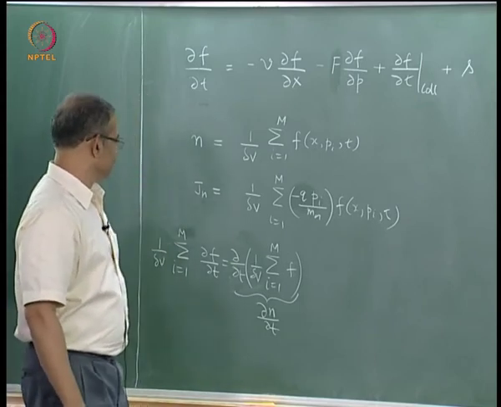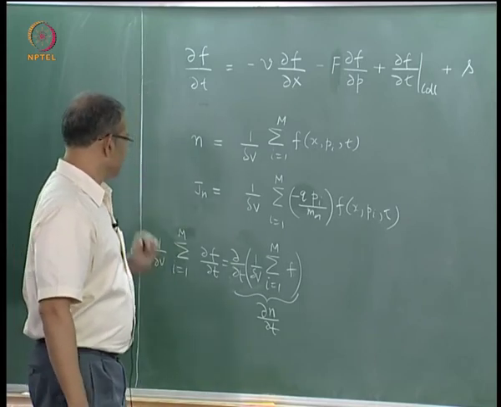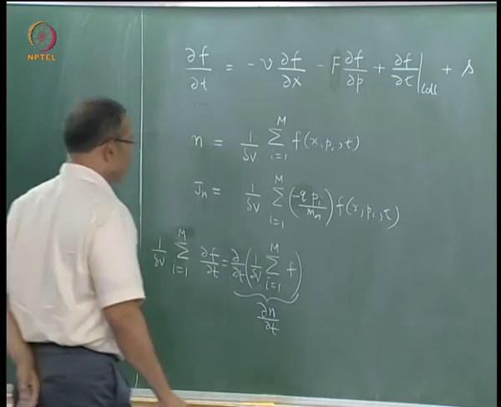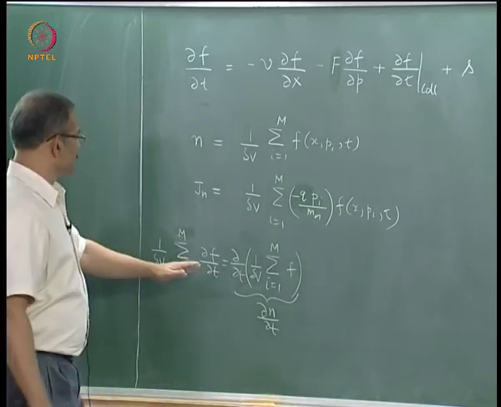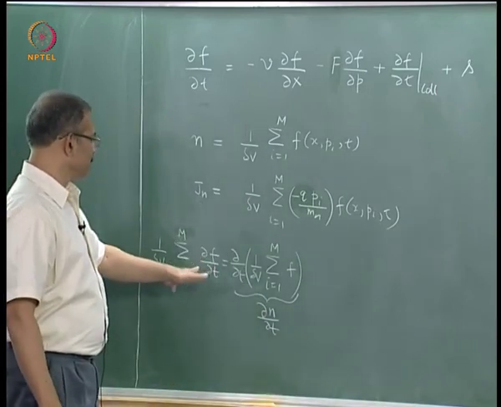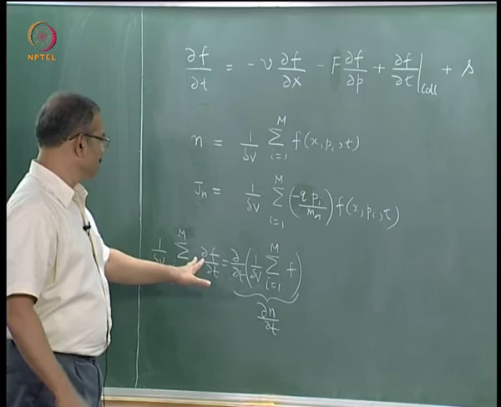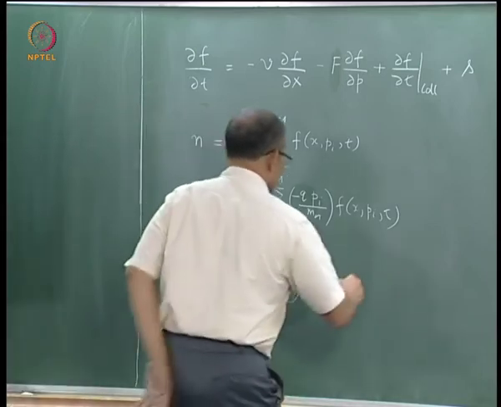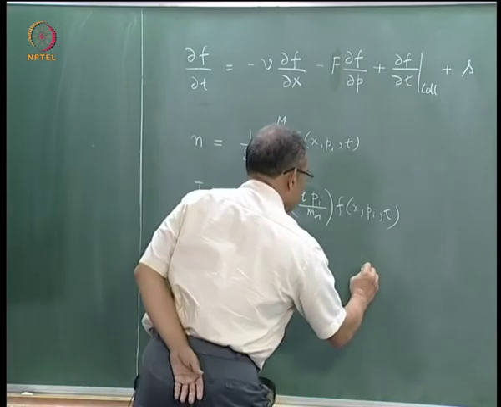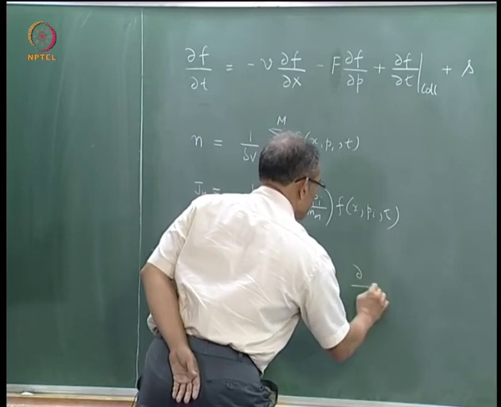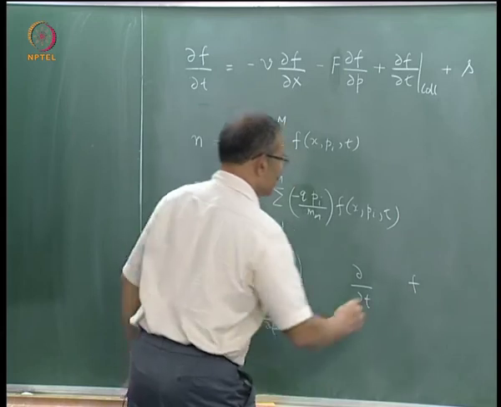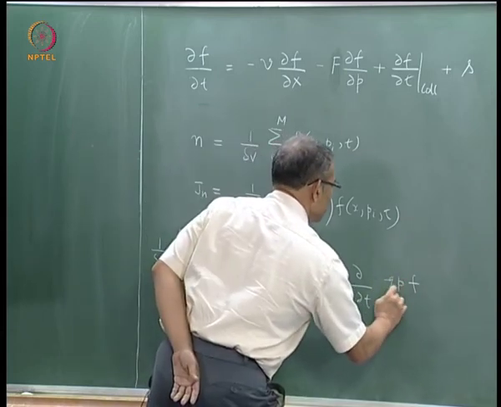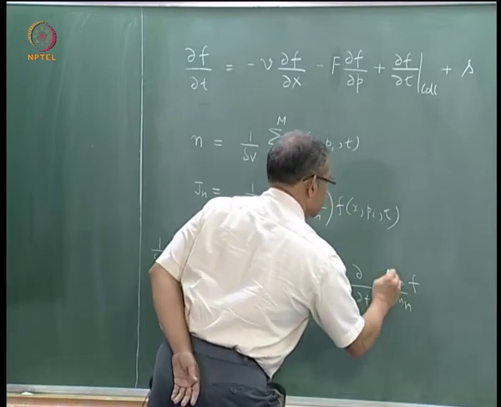If I want Jn, I can take this, do a similar thing. I know that I can interchange summation and differentiation, so I will use that facility and directly write the result. So I can convert dou f by dou t as follows. I take the f, I multiply the f by minus q into p by mn.